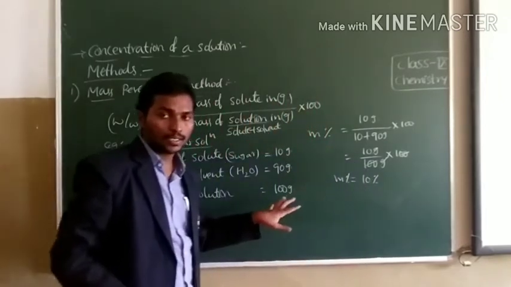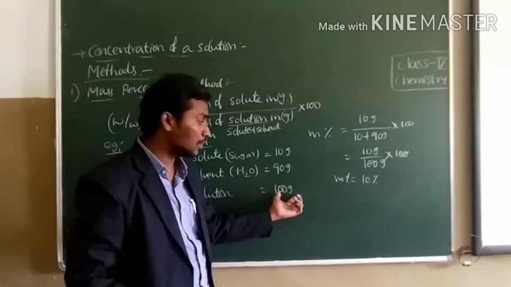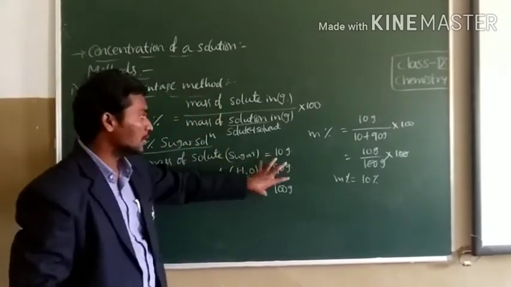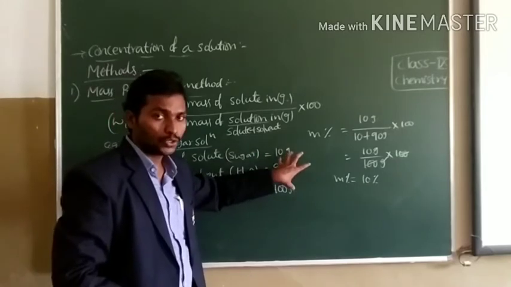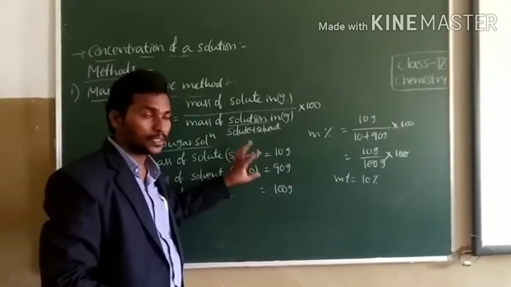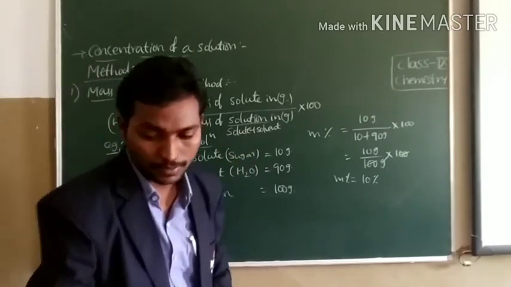So when 10 grams of sugar is dissolved in 90 grams of water, we get a 10% sugar solution. This is the way we can prepare solutions by the mass percentage method. It is one of the methods to express the concentration of a solution. Next, volume percentage method.